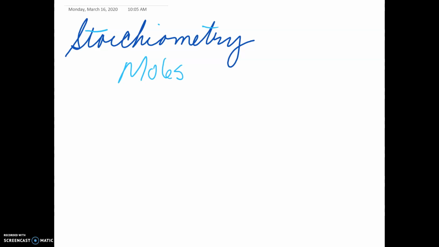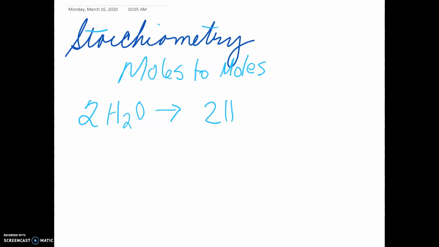All right, today we're going to talk about a relationship in stoichiometry of moles to moles. And that relationship is seen in the chemical equation. So in the equation that depicts the decomposition of water into hydrogen gas and oxygen gas, we see a relationship. Now, we're just going to take a moment to think about what this means.